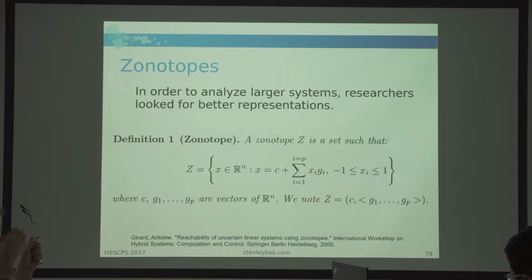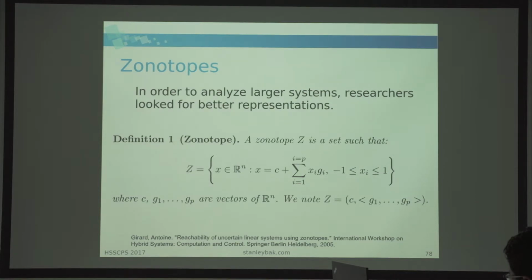But researchers want to analyze larger systems, so they came up with clever data structures, one of which is a zonotope. So what is a zonotope? It's a particular type of polytope with some restrictions. Formally, you can think of it as having a center and a set of generators G, which are vectors. Then for each of these generators, you look at the states with the generator multiplied by plus or minus 1.